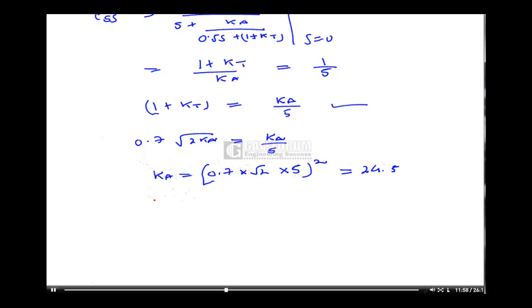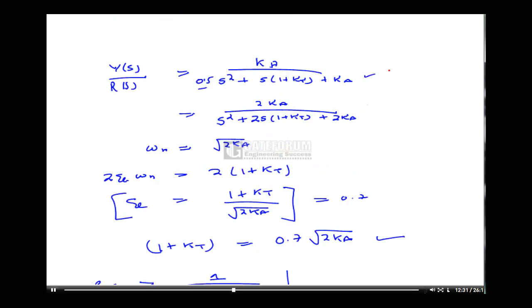From this, Kt value will be 24.5 by 5 minus 1, which is equal to 3.9. This way Ka and Kt value can be found. It is simple mathematics, nothing more than that. Only thing, we have to find the overall transfer function, which will be different from the earlier because the derivative path in the feedback loop is there. Okay, so that was the only principle, rest remaining things are same.